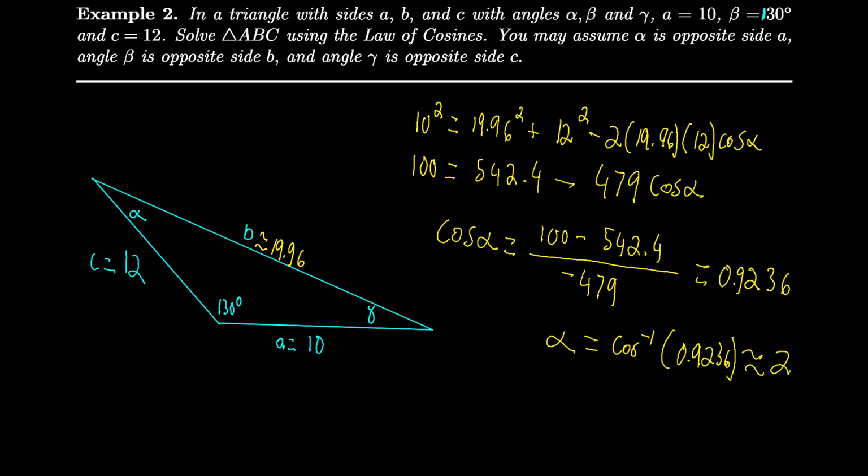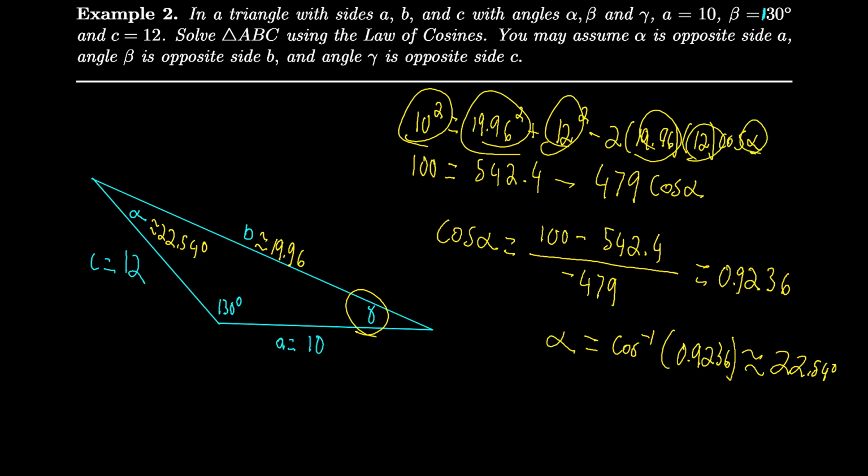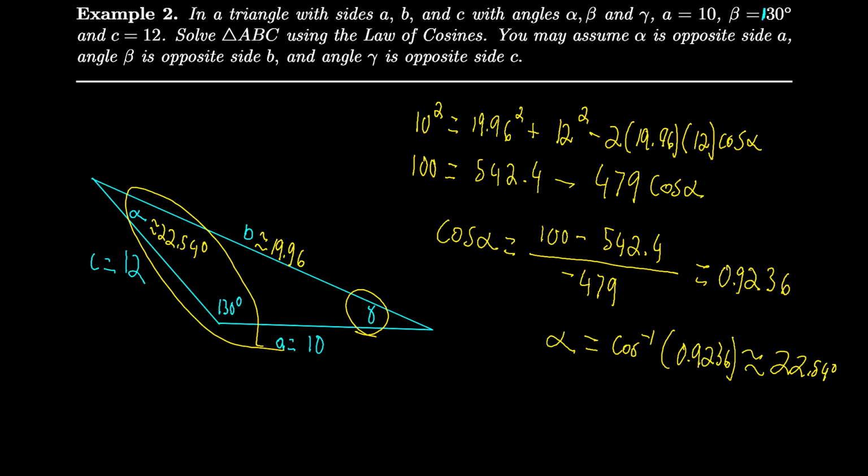So 22.54 degrees. So that's what alpha was. So alpha was about 22.54 degrees. You could do the exact same thing for gamma. You could do c squared equals a squared plus b squared minus 2ab cosine gamma and solve for it the exact same way. But now that you have two angles, I would just do 180 minus 130 minus 22.54 and be done with it, which is what we're going to do.